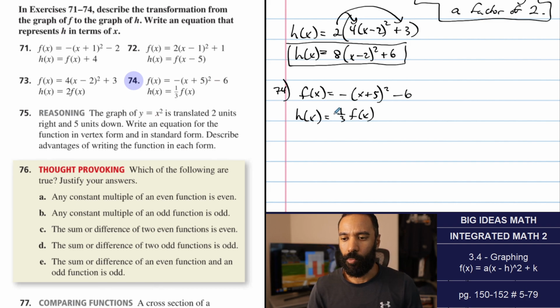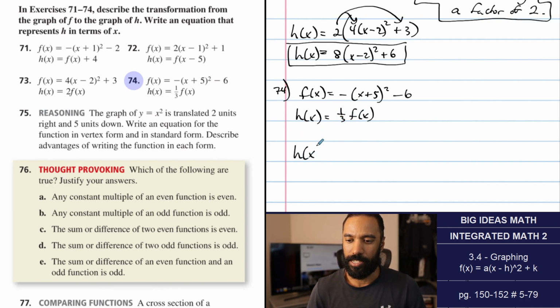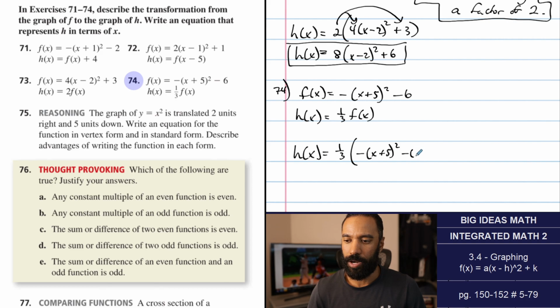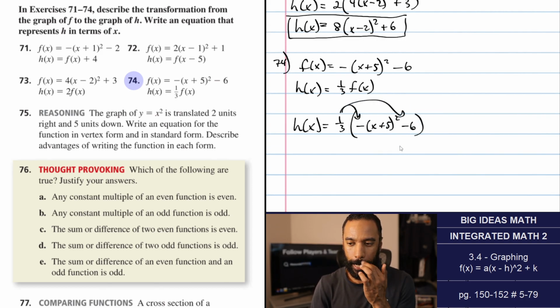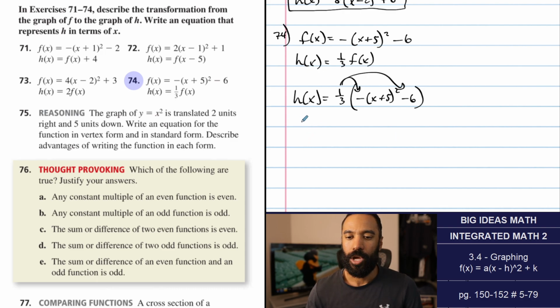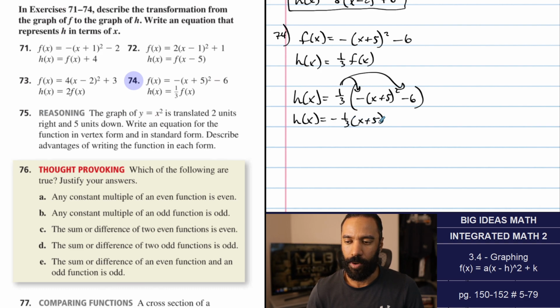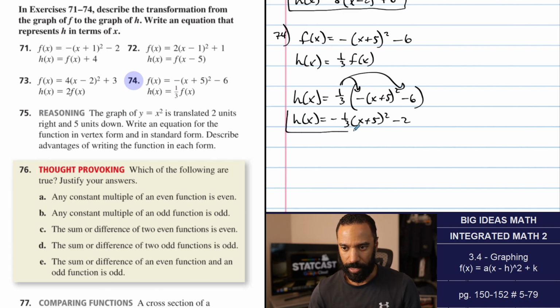Okay, so 1/3 of f of x. Now we're going to take 1/3 of that whole thing: 1/3 of negative (x plus 5) quantity squared minus 6. Distribute the 1/3 into the negative 1 and into the negative 6 as the different terms. We're going to have h of x equals negative 1/3 times (x plus 5) quantity squared minus 2. 1/3 of 6 is 2, and that's what we get there.